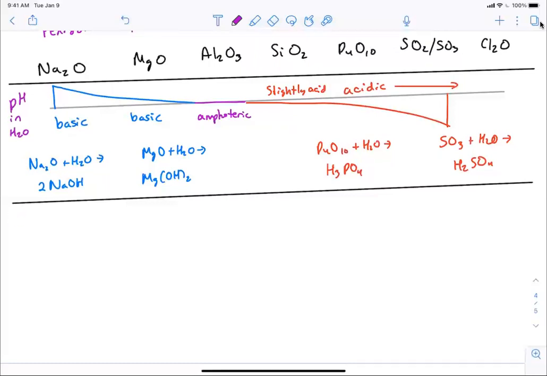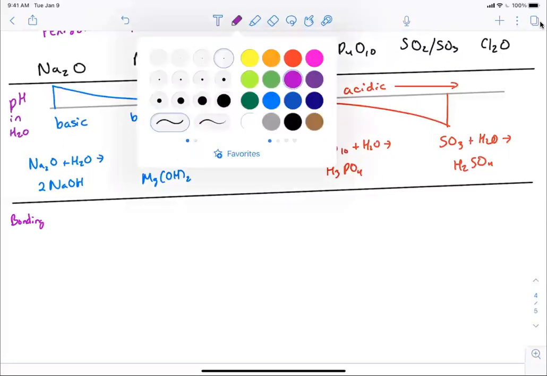Oops, I didn't mean that. Bonding, okay? Differentiating the type of bonding that is occurring here.